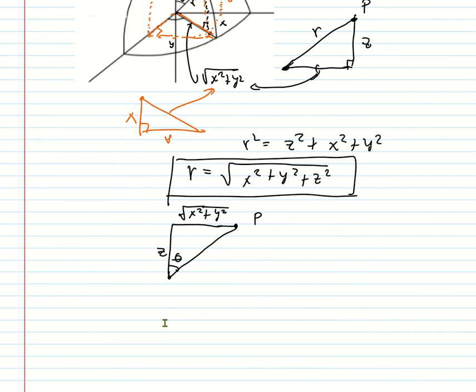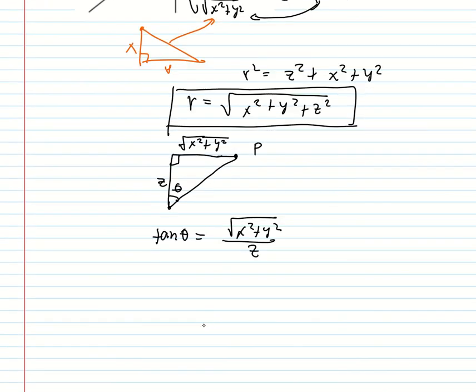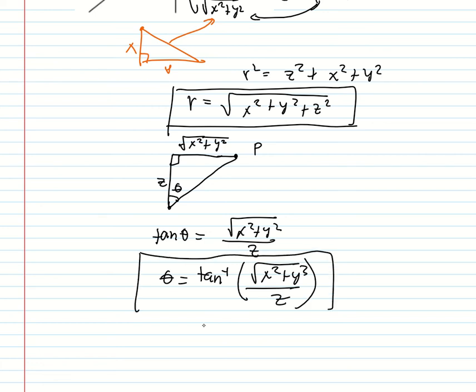So what should be the function that relates these two? So it's opposite and adjacent, that should be tangent. So tangent of theta is equal to, this is a right triangle, the opposite side, which is the square root of x squared plus y squared, all over z. And if we solve for theta, theta now will be equal to tangent inverse of that, the square root of x squared plus y squared all over z. So this is one of the formulas actually.